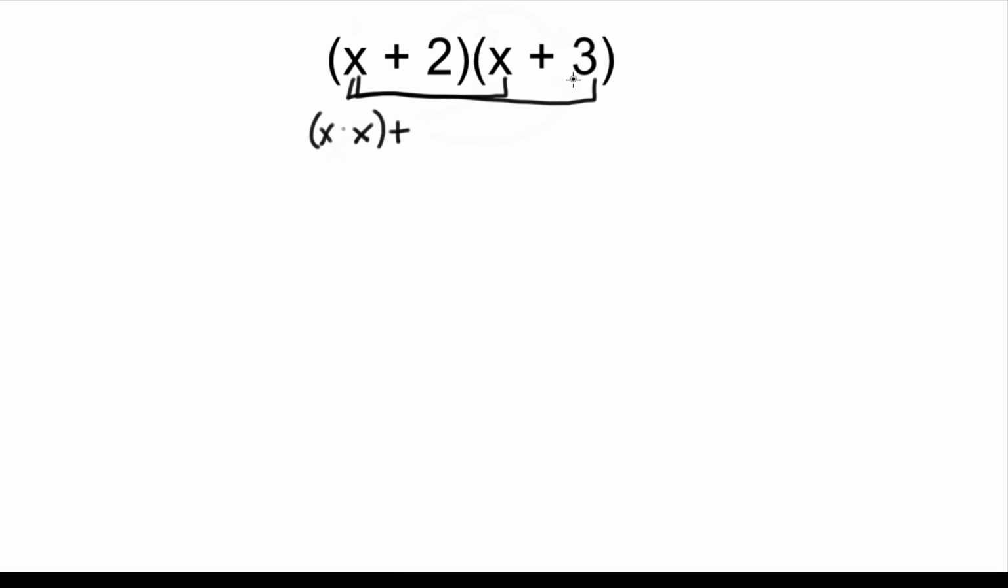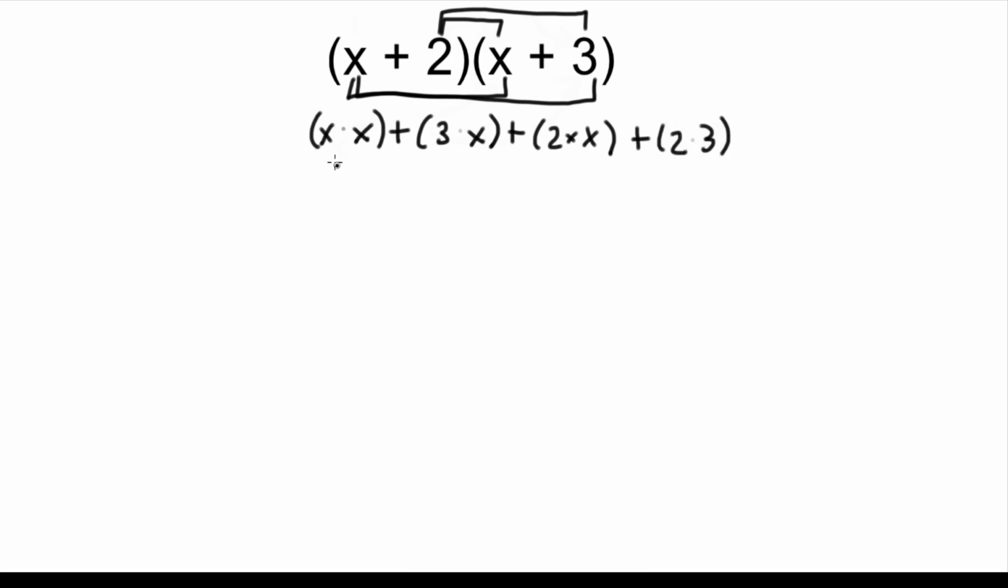So this would be a 3 times x. So we have 3 times x. And then we're going to do the same thing, but with the second term. So we're going to do the second term to the first term. So that's going to give us a 2 times x. And then we're going to do the second term to the second term. And that will give us a 2 times 3.